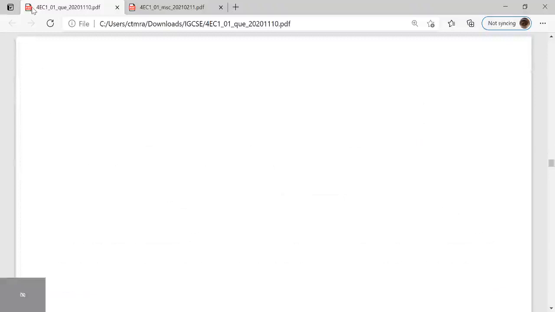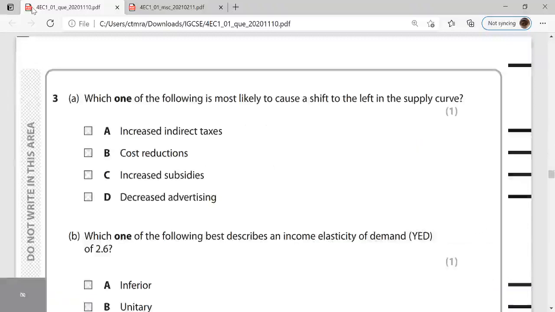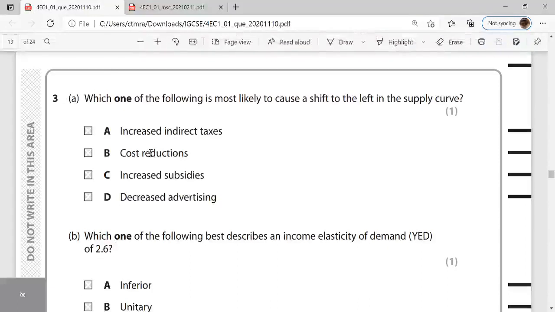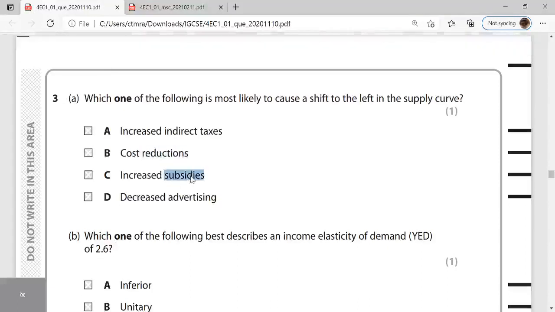3A. Which one of the following is most likely to cause a shift to the left in the supply curve? When the supply curve shifts to the left, supply falls, right? So, increased indirect taxes. When an indirect tax is imposed, the cost of production may rise, and there will be a leftward shift. Cost reduction will have a rightward shift. Subsidies will lead to a rightward shift. Decrease in advertising is a demand factor, not a supply factor. So A is the answer.